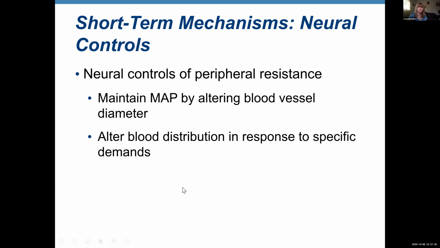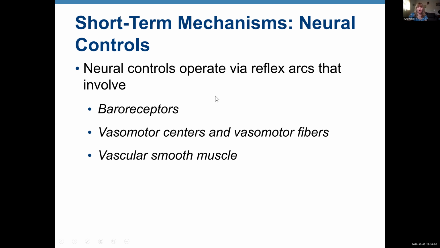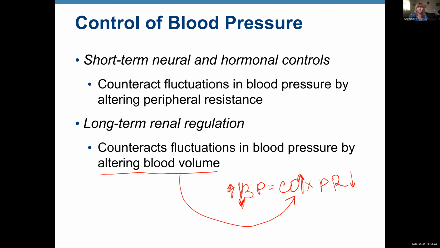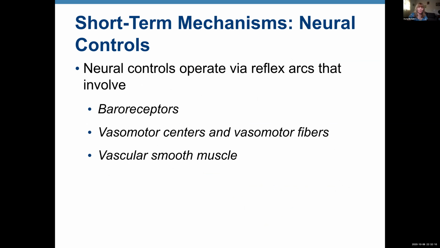Okay, so now let's look at this short-term mechanism, neural control. Neural control of peripheral resistance maintains MAP by altering blood vessel diameter, right? And alters blood distribution in response to specific demand. Neural control operates via reflex arcs that involve a baroreceptor, vasomotor center, vasomotor fibers, and vascular smooth muscles. Remember when we talk about neural control? Okay, it's coming up.